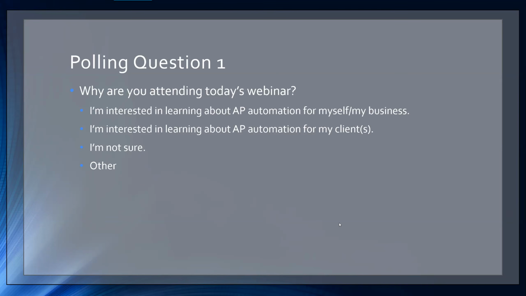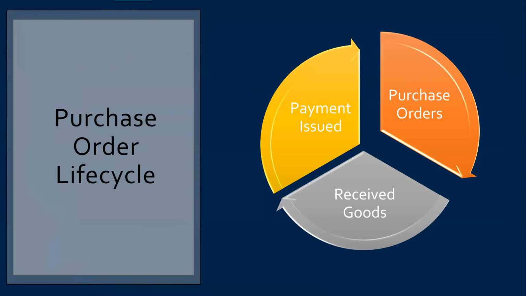All right. So we have 23% of today's participants interested in learning about AP automation for themselves or their business. 77% say I'm interested in learning about AP automation for my clients. And then "I'm not sure" or other, we had 0%. So that's good. Everybody knows why they're here. Great. Fantastic. So that's a really great place to start.